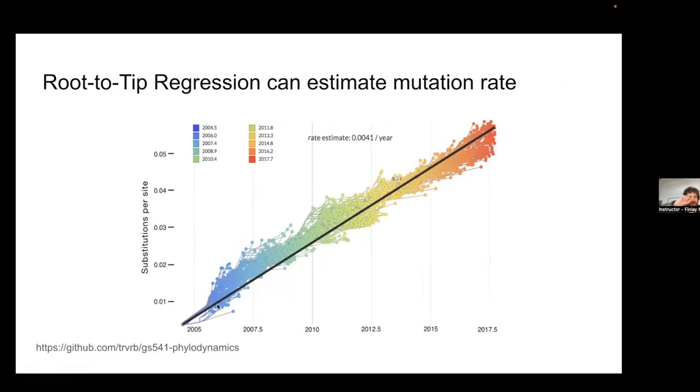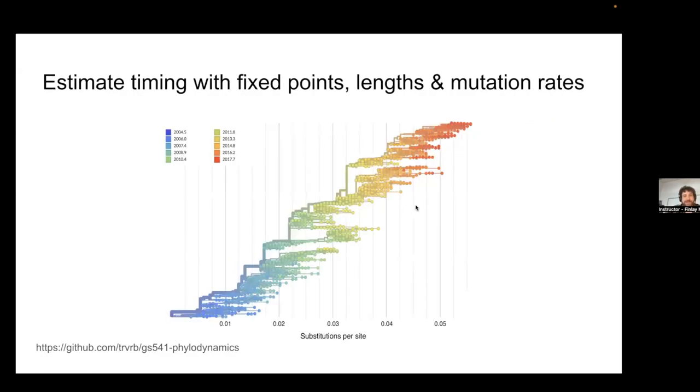And we can see we get a scatter plot, and we can do simple linear regression here. We can draw a line through this and look at the gradient of that line to work out what that mutation rate is, right? So we see here it is 0.0041 per year. That lets us infer the mutation rate on this tree in these samples. And then we can estimate how long these branches should be based on the time that all these individual genomes were sampled and that mutation rate, right?